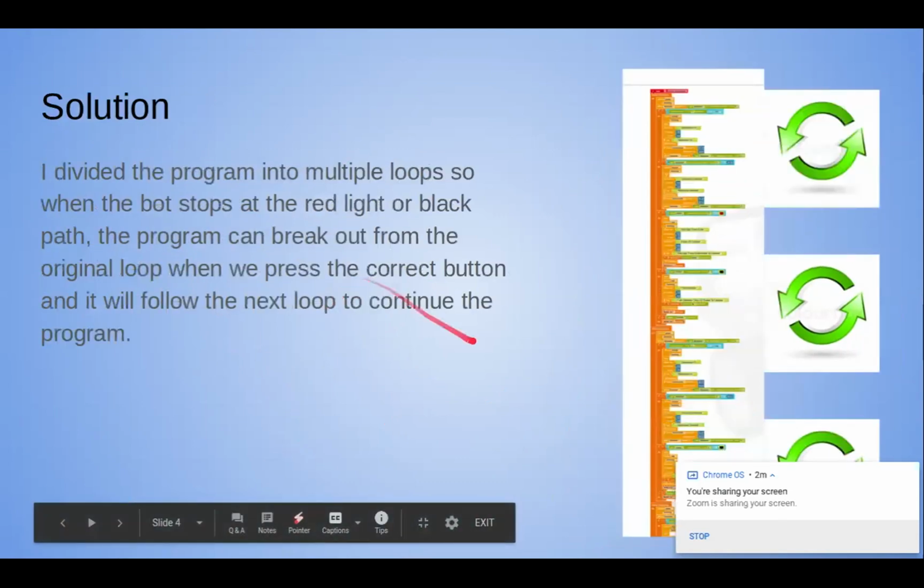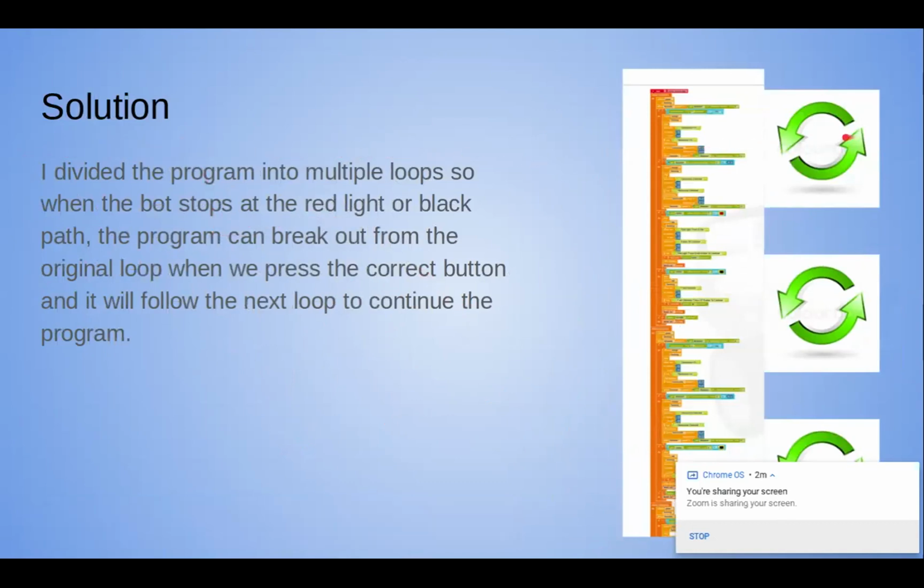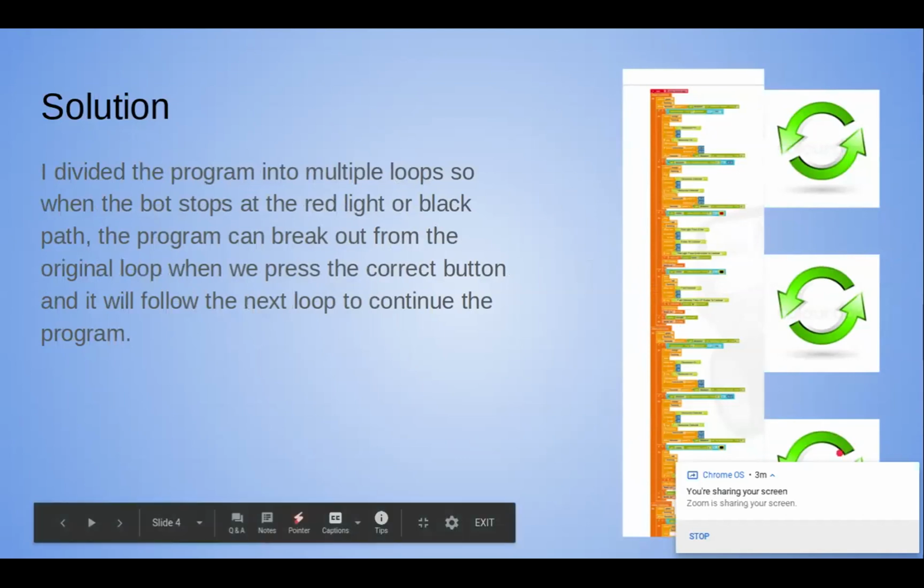The solution to the problems: I divided the program into multiple loops. So when the bot stops at the red light or black path, the program can break out from the original loop. We press the correct button and it will follow the next loop to continue the program. As shown in the picture, across 3 loops, 1, 2, and 3.